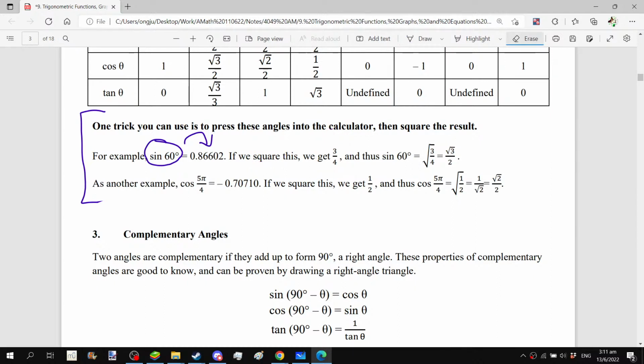And then we will simplify accordingly. By the way, there's a typo over here, in case you didn't notice. The cosine of 5 pi over 4 gives you negative 0.7. We square this to get 1 over 2. And so cosine 5 pi over 4 should be negative square root of 1 over 2, because there was a negative at the start. You have to preserve that negative, right? And so we'll get negative root 2 over 2. But this is a complicated example, of course.